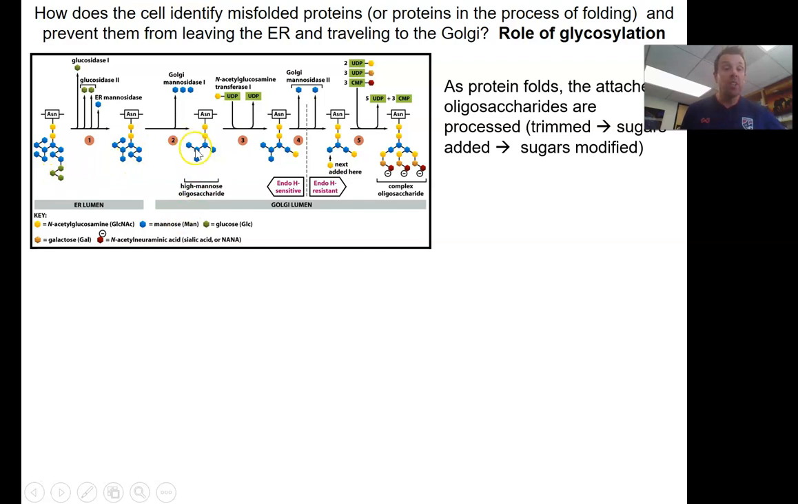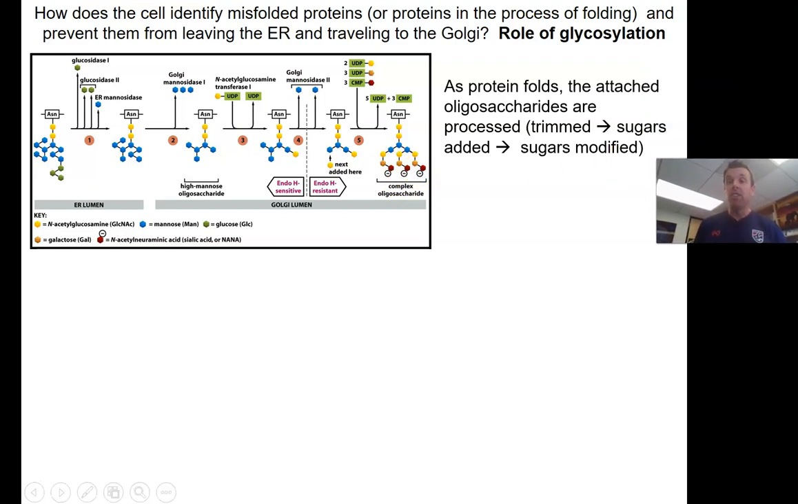And then in the cis, you continue to see some trimming, and in the medial you continue to see trimming, and then in the trans you start to add very specific ones. Some of these additions are really important for tagging the protein to go to certain regions. So take-home message here: as the protein folds, the attached oligosaccharides are trimmed early on, and that trimming is required to get to the next stage.